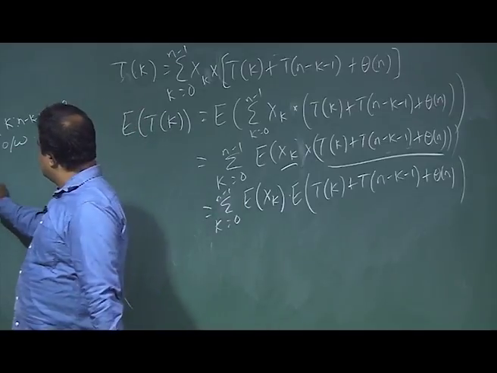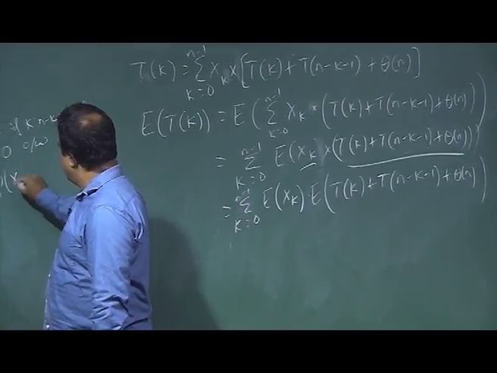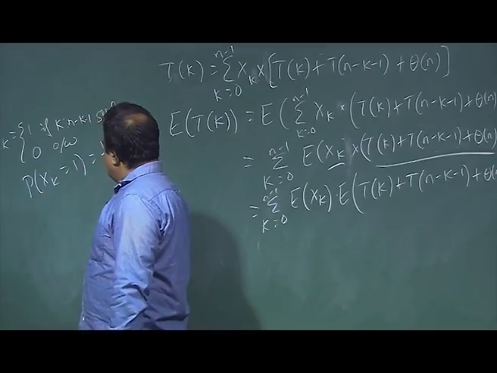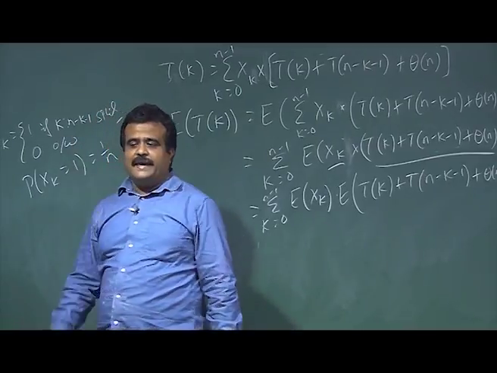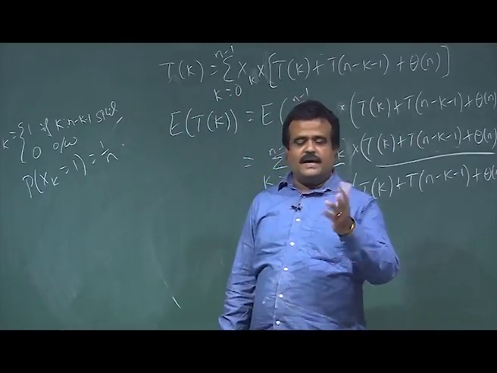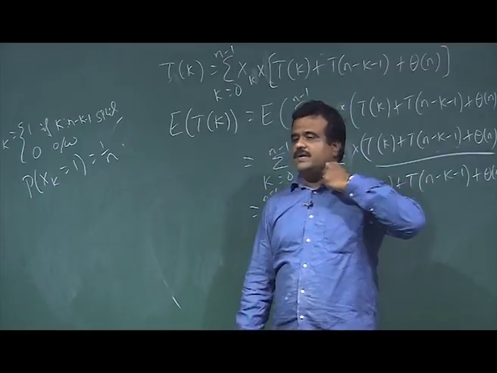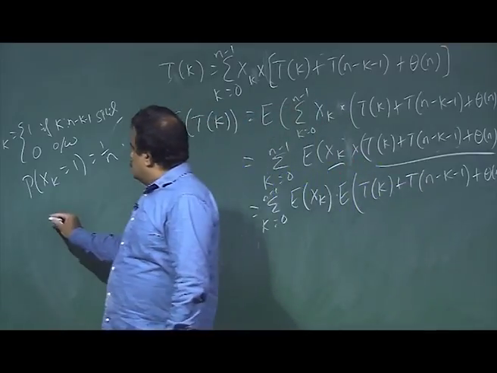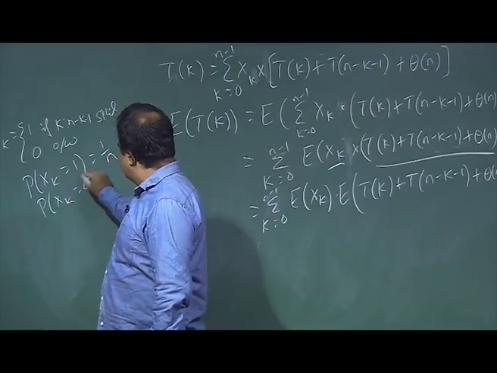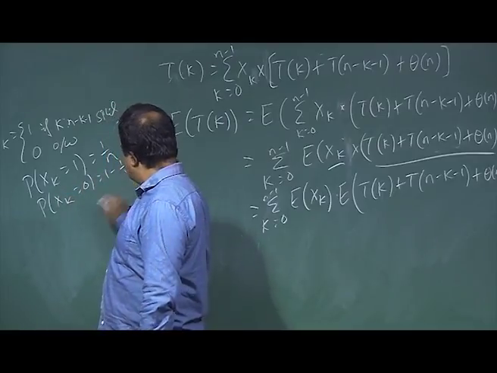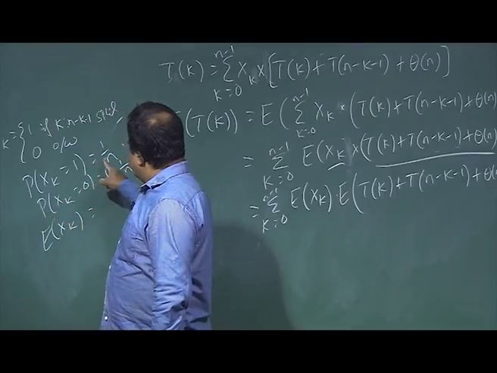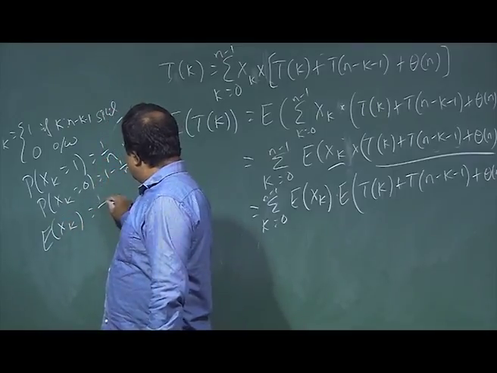Now xk is a discrete random variable. The probability of xk equal to 1 is basically 1 by n, because there are n possible splits, and among these the splits are equally likely. So this probability is 1 by n, and the probability of xk equal to 0 is 1 minus this. So the expectation of xk is basically 1 into 1 by n plus 0 into the rest. So it is basically 1 by n.